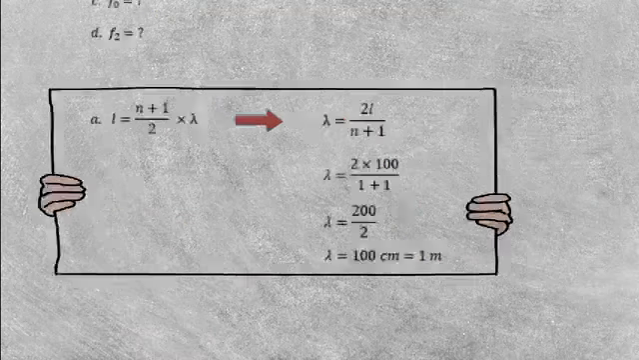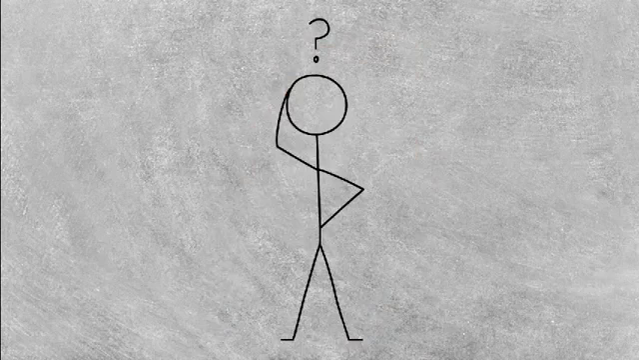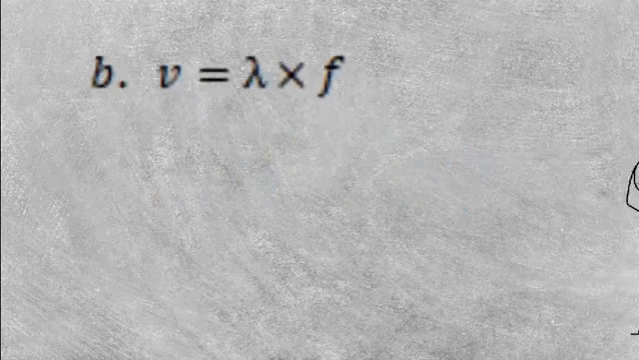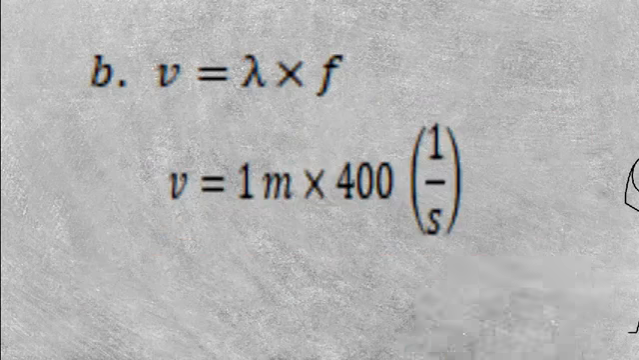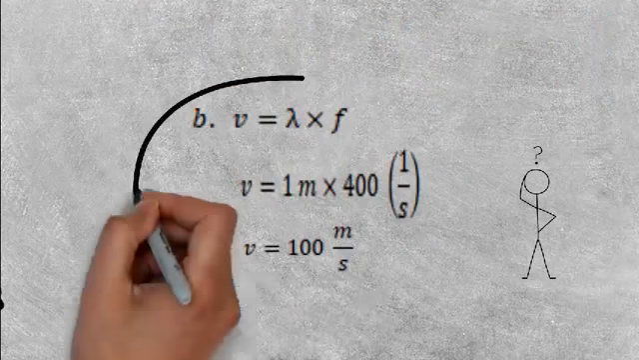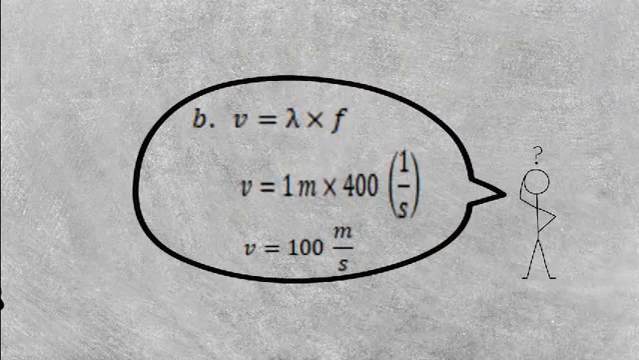And the next, B. What about the wave velocity? To count the wave velocity, we can use this formula: velocity equal to lambda times frequency. We know the value of lambda is 1 meter and the frequency is 400. So the velocity is 400 meters per second.